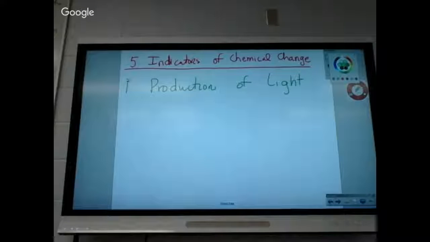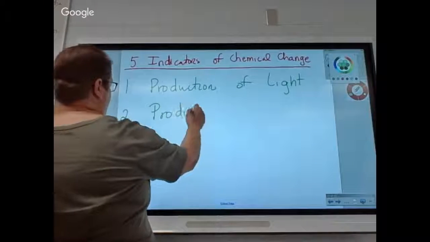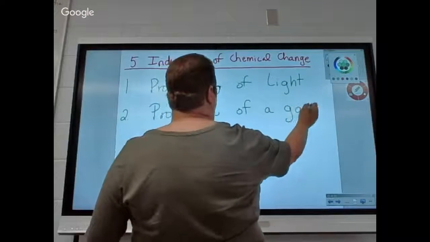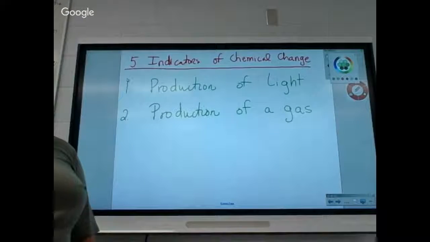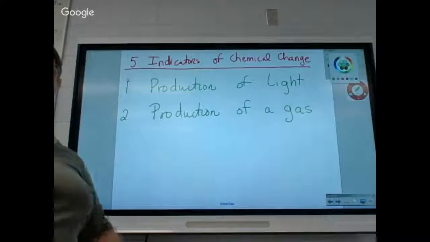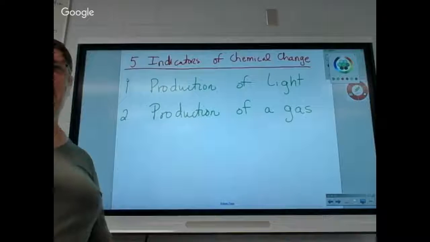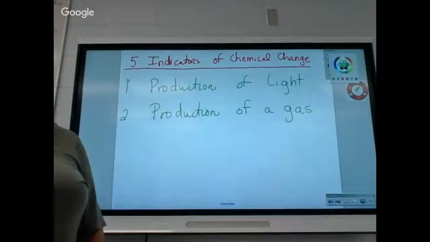Okay? Number 2, the production of a gas. Now, how will you know that you produced a gas tomorrow? You'll see us smoke. Really? You pass gas. How are you going to know that somebody passed gas in the room? Smell. Do all gases smell? No. Okay. It sounds like that. You might hear it. You might feel. What else? It's an indicator in a chemistry lab. Wait. Color.